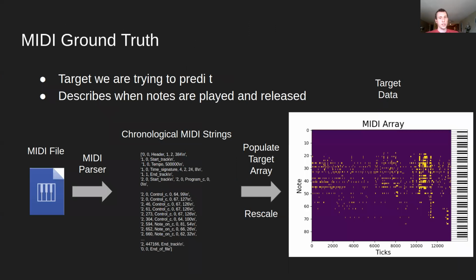So the target data that we're trying to predict here is MIDI data. And basically we want to guess what notes are being played at what times. So the way that I constructed this target data is by taking the raw MIDI files, parsing it into a list of strings that contain all the information for when the notes play and stop playing. And we can take that information and actually populate a 2D array that matches the audio file.